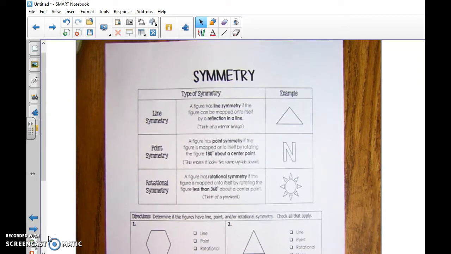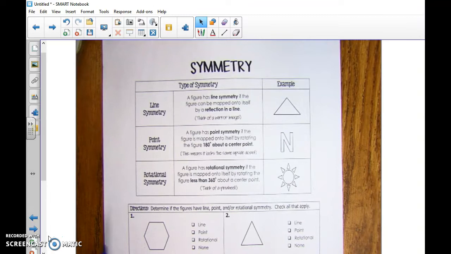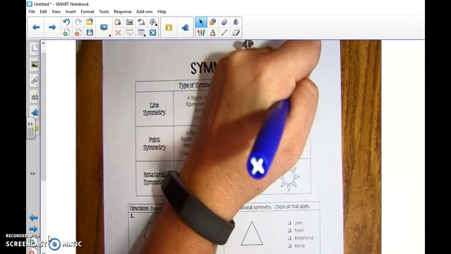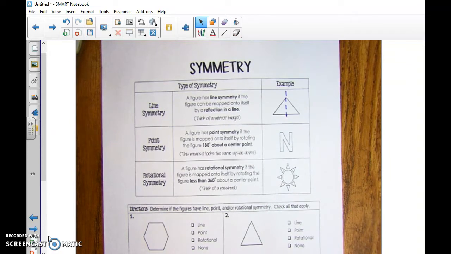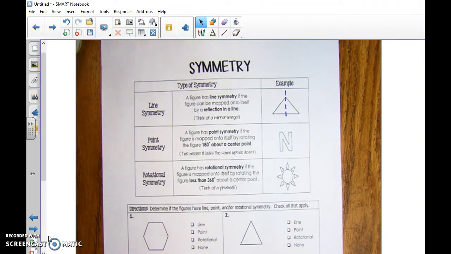So, the first type of symmetry that we have is line symmetry. So line symmetry is when we can take a picture and we can have it be mapped onto itself by reflection in a line. So when it says think of a mirror image, if we look at our triangle we have here, if we draw a line directly down the middle, we can see that we would have the same thing on both sides. Okay, so that's what line symmetry is.